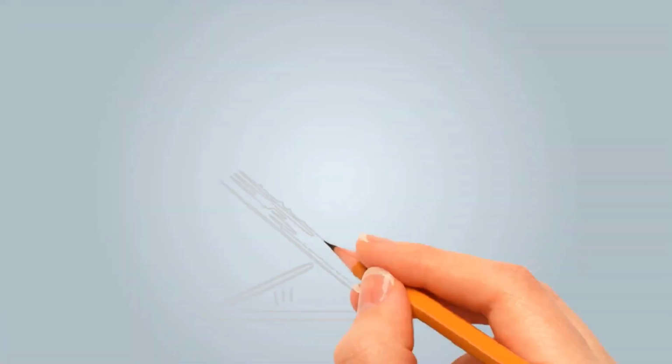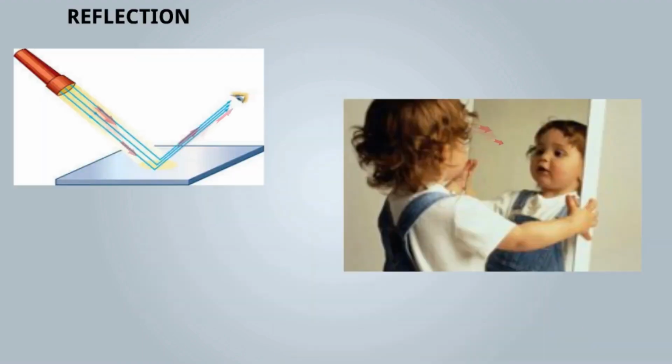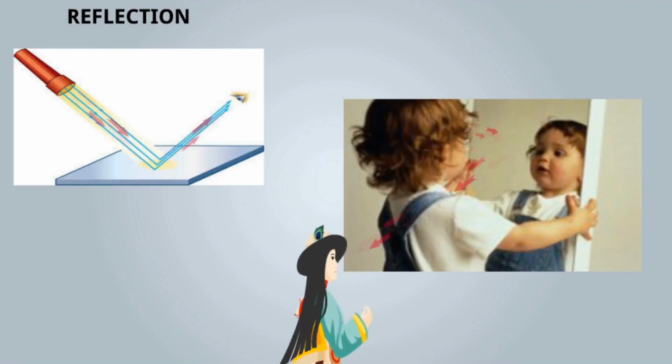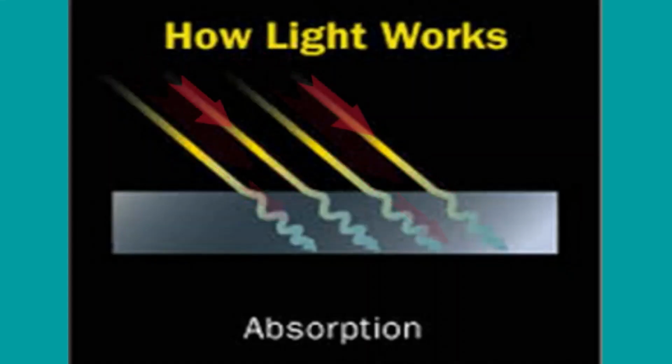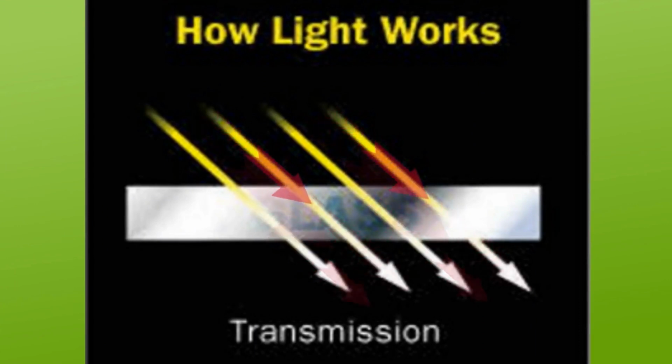So reflection, once again, this light is coming from a torch, that is the source, and reflected. So we see our image in the mirror because of reflection. See, light rays are falling on the mirror and coming to our eyes. But we see that light is coming from the mirror. So image is formed. And for absorption, this light is absorbed by this object. So it is absorption. And transmission, the light is passing through this object.